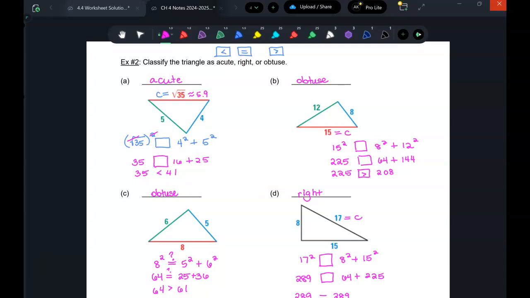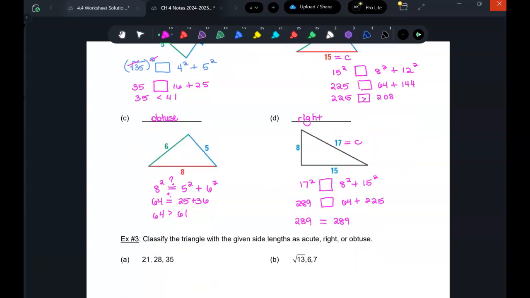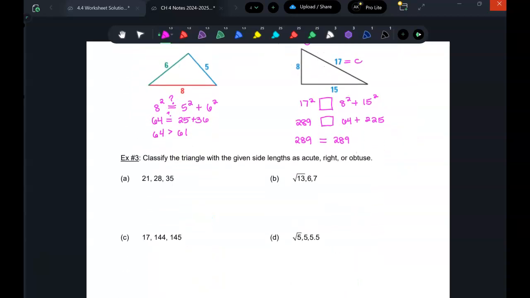Yeah, this one was greater than and this one was greater than. If the bigger number is greater than that. On the homework, I actually have it in the directions. It'll say if C squared is less than, you're going to write acute. If C squared is equal to, it's going to say right. And if C squared is greater than, you're going to put obtuse.